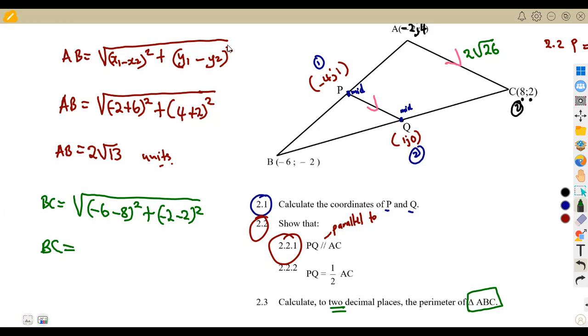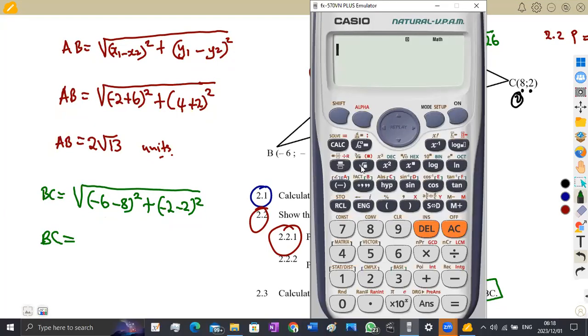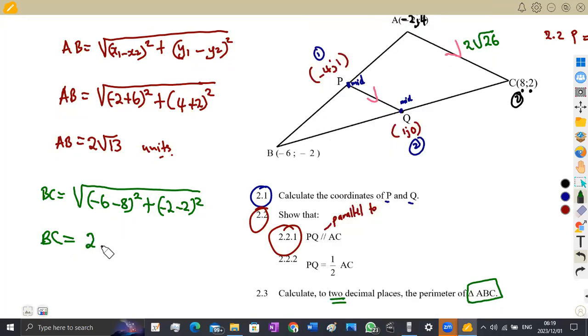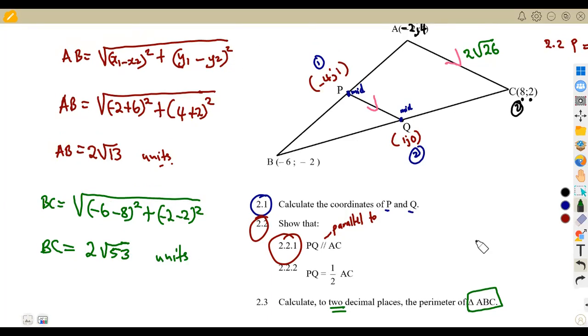Also on your calculator, simplify this. So this is going to be the square root of, open a bracket, minus 6 minus 8 squared, plus, open a bracket, minus 2 minus 2 squared, which is going to give us 2 square root of 53. So this is going to be 2 square root of 53 units. Like I said, this is just the length, so just write the units or just leave it like that, it's fine.